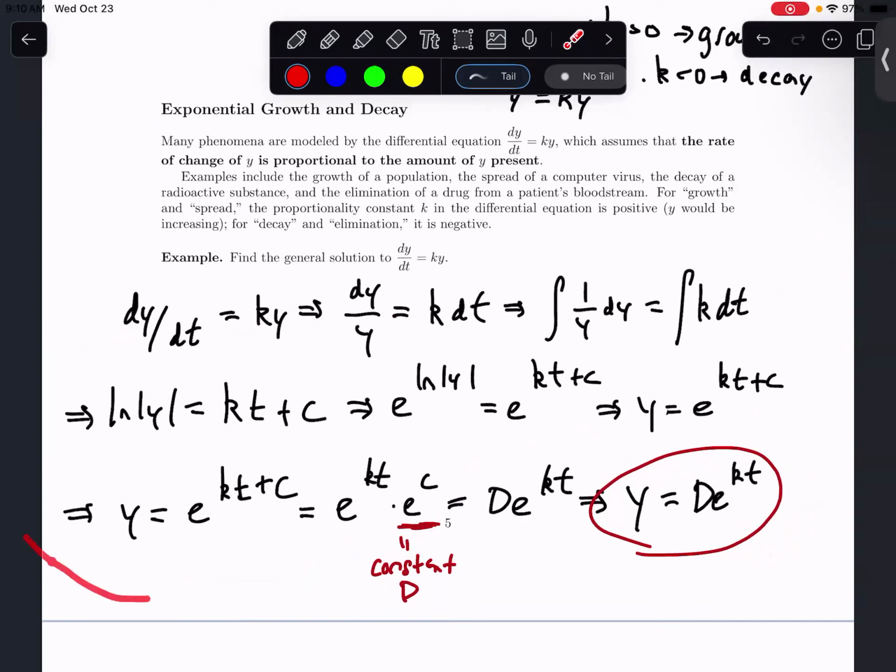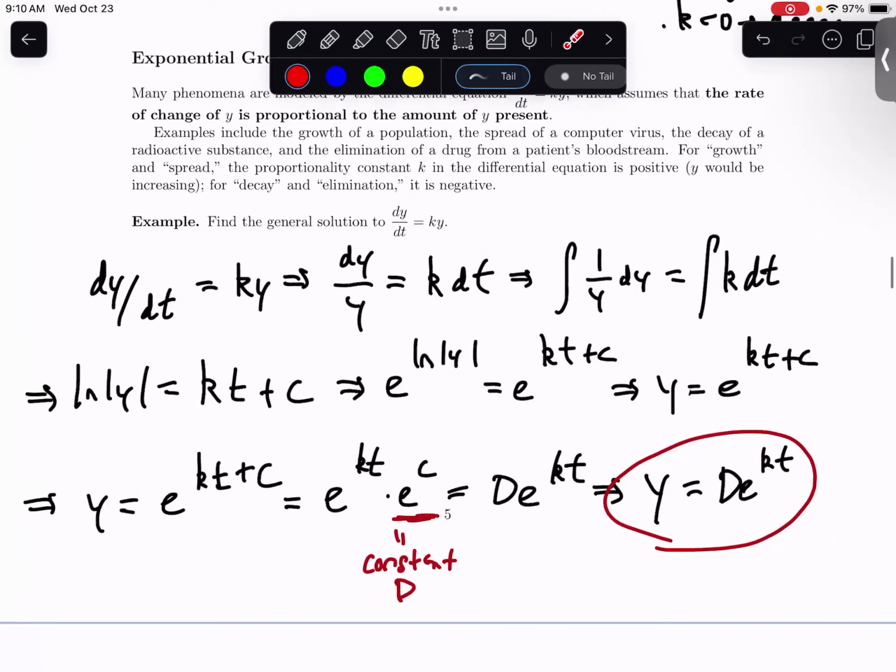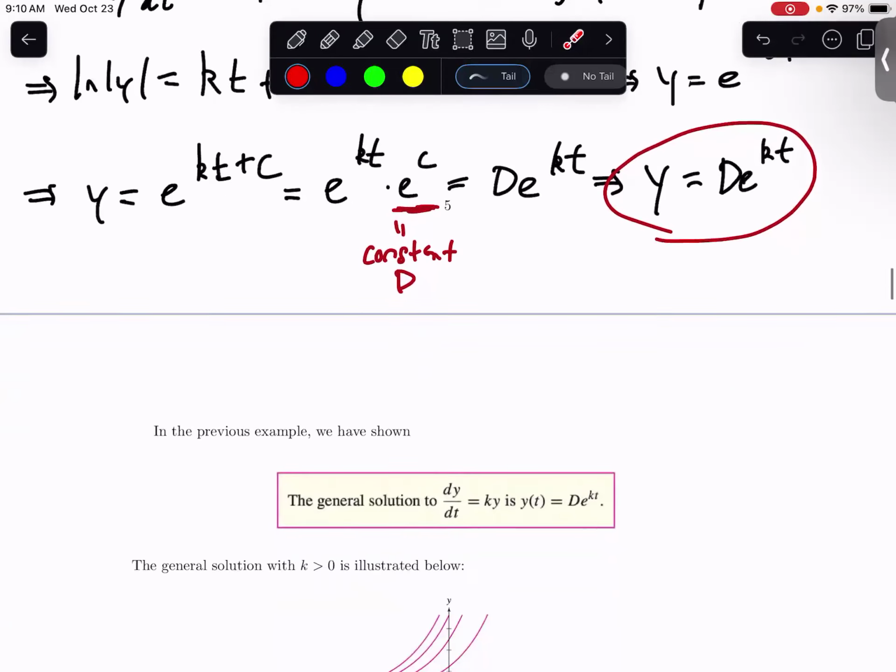Okay, any questions about how we derive this solution? Okay, and again, this is an infinite family of solutions, because as d varies, you end up getting different solutions. So this is graphed on the next page.